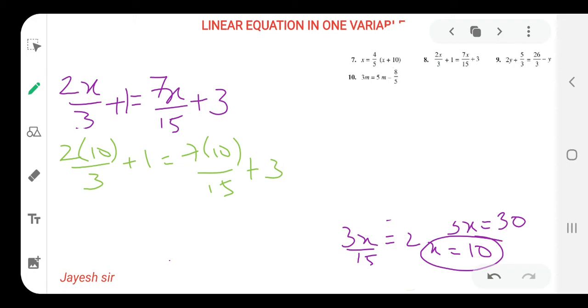What we can do, it can be cancelled by the table of 5. 5 2s are 10, 5 3s are 15. Here it does not cancel. 20 by 3 plus 1 is equals to 7 2s are 14 by 3 plus 3.